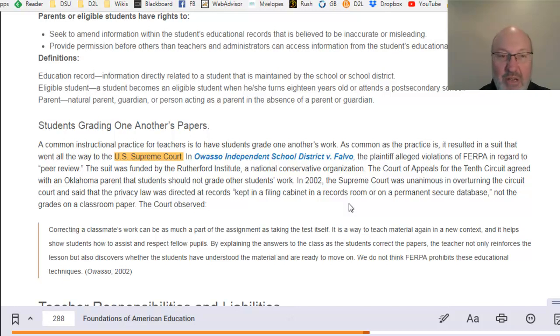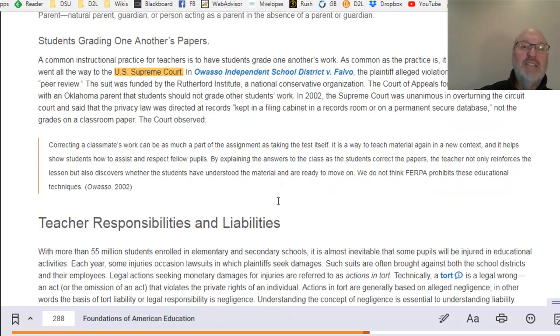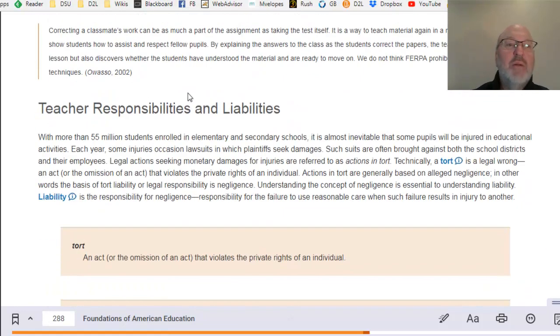So I'm saying to you, I don't know if you want to do this or not. The Supreme Court said in 2002, in Owasso Independent School District versus Falvo, that it didn't violate FERPA. So you've got to know what it was. I'm not saying do it, I'm saying it doesn't violate FERPA.